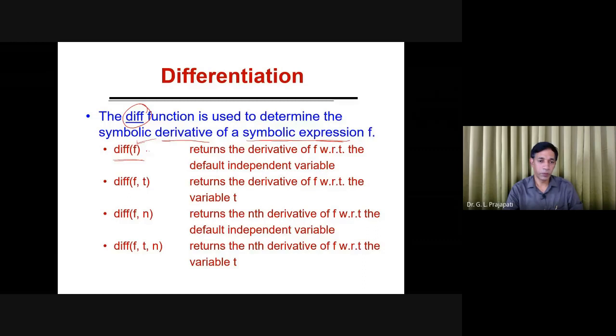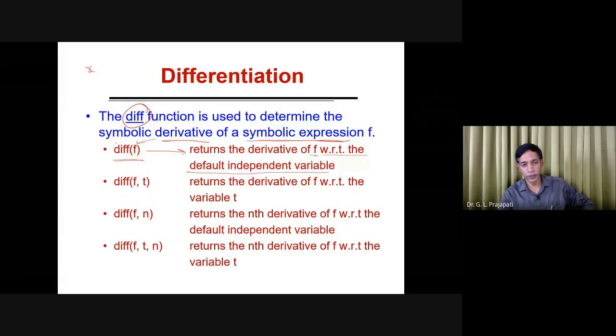And what is the output of this? The output returns the derivative of f with respect to the default independent variable. And you remember that: with respect to the default independent variable. So which one is the default independent variable? Generally, for symbolic computation, x is the default independent variable for computing the differentiation and also for the integration.